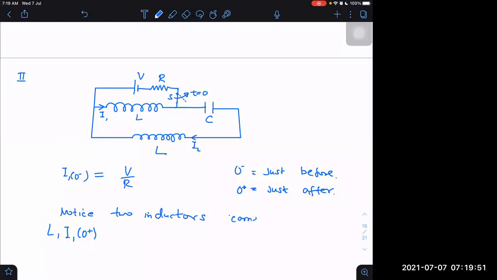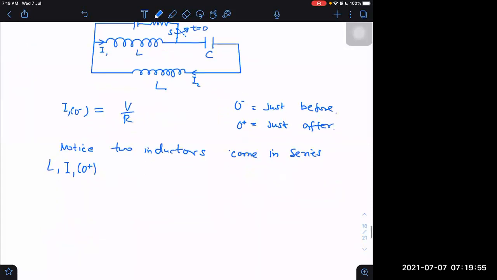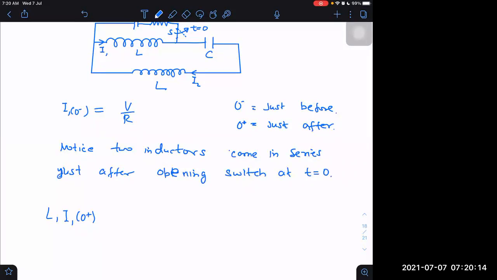Come in series just after opening the switch at t equal to 0. Okay. So when the two inductors are coming in series just after opening at t equal to 0, what do we get?